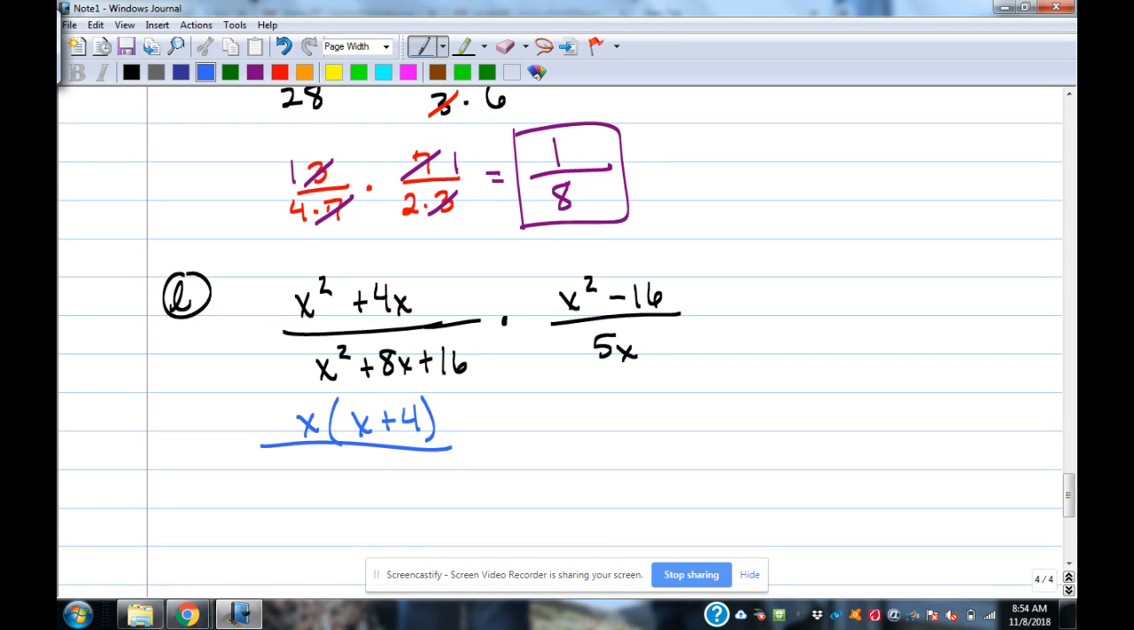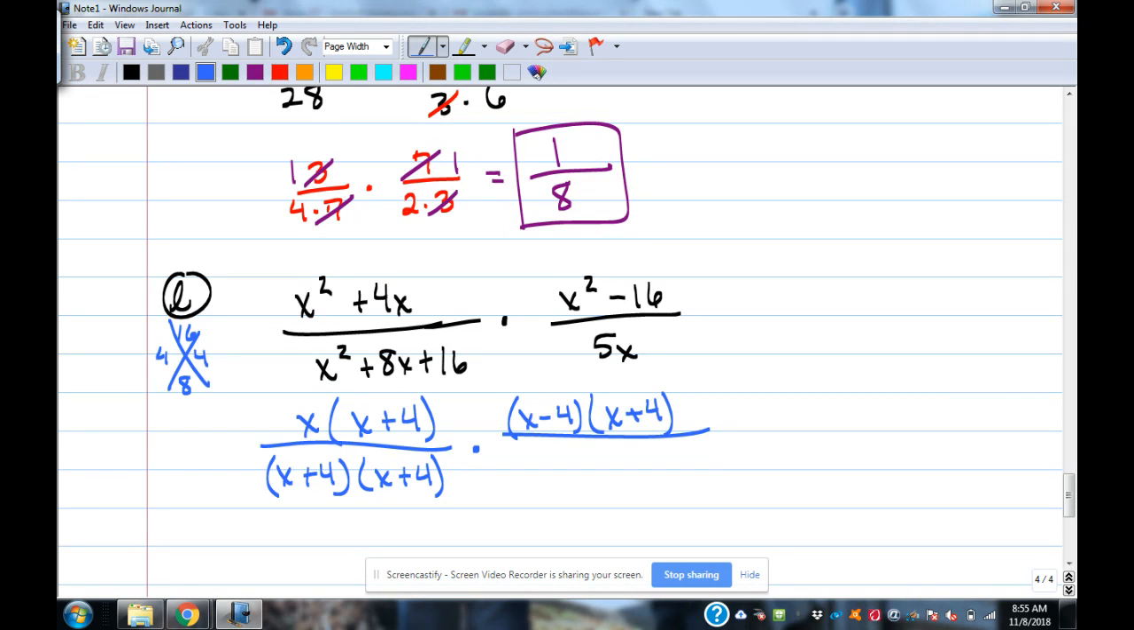And then I'm going to factor the denominator. Multiply to be 16 and add to be 8. 4 and 4. So that's going to be x plus 4 and x plus 4. Then I move to this fraction. Start factoring it. X squared minus 16. What's the method for that one? Difference of squares because it's 16. And it's x squared. So how's that factored? X minus 4, x plus 4. Or x plus 4, x minus 4. Doesn't matter what order you put that in.